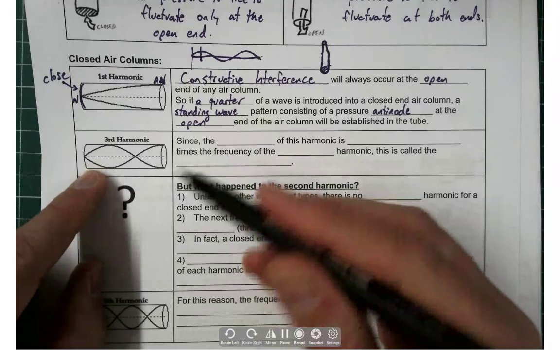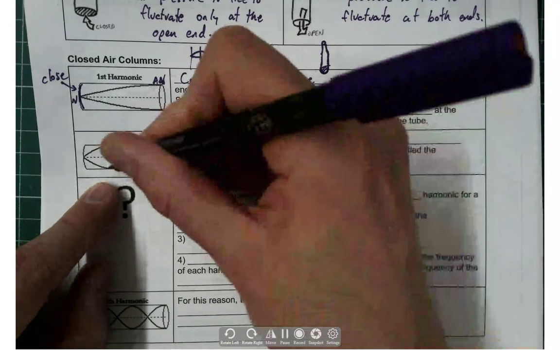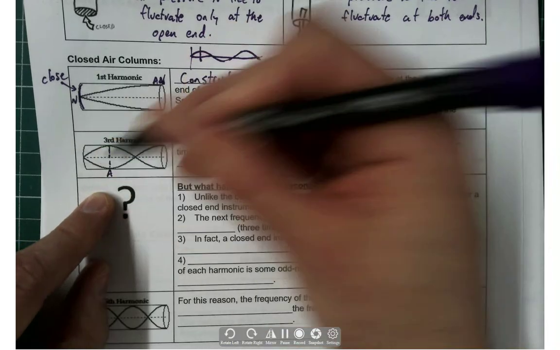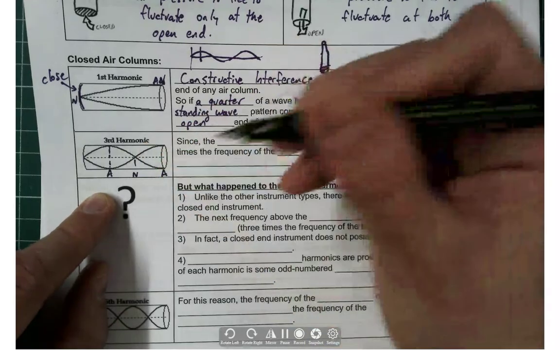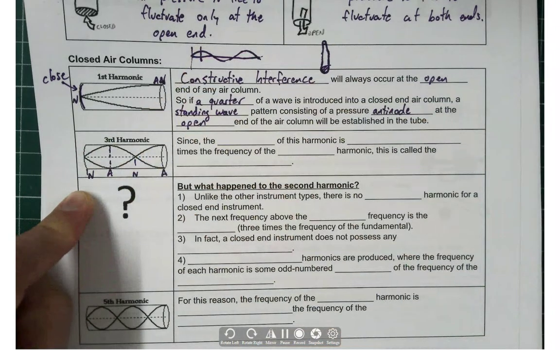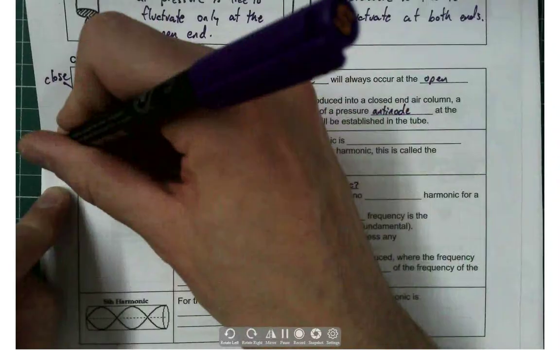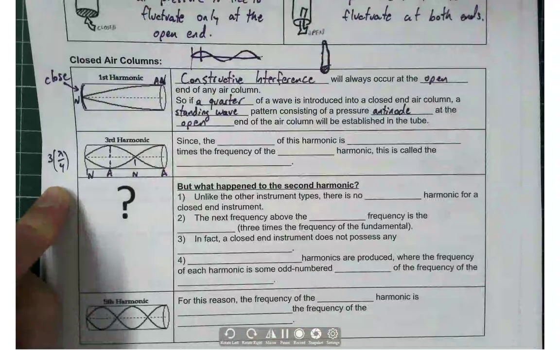So the third harmonic looks like this. Fluctuation at the mouth, but closed off. If this one here is the antinode, this is a node, this is another antinode, and this is another node. Look at this. What fraction of a wavelength is this? Raise your hand if you think you know the answer. Yeah? 3/4. It's 3 lambda over 4.